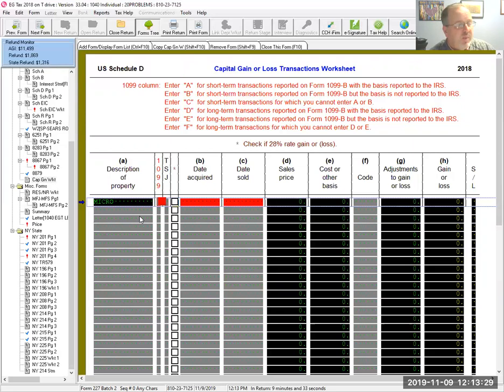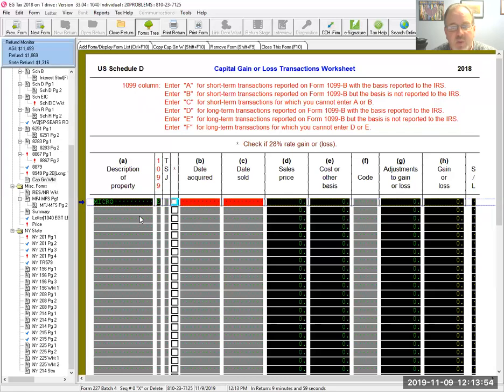So when we see that, we're looking at letters D, E, and F. Well, D says the bases were reported. On my 1099B, it's not reported; I had to find it. Now let's go to E. The long-term transaction reported on Form 1099B, which I do have, and that's where the proceeds are, but there was no basis. So I'm going to put this in as an E.